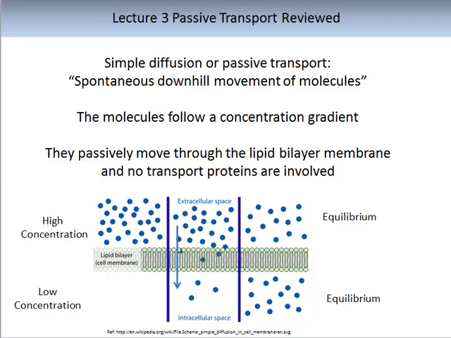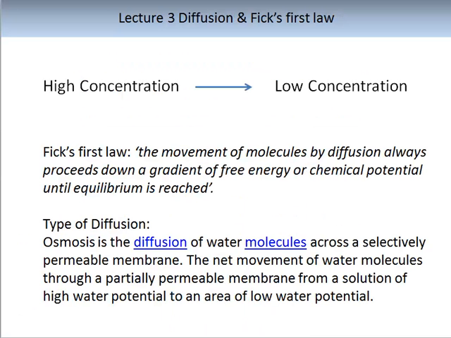Note there are no proteins or no assistance in this movement. The third part of the illustration on the right-hand side then shows that the molecules will reach equilibrium. Once they reach equilibrium, no more molecules will move down, as they are at the same concentration above and below. The concepts of diffusion were described by Fick's first law, and this simply says that molecules move from high concentration to low concentration. The exact terminology was: the movement of molecules by diffusion always proceeds down a gradient of free energy or chemical potential until equilibrium is reached.